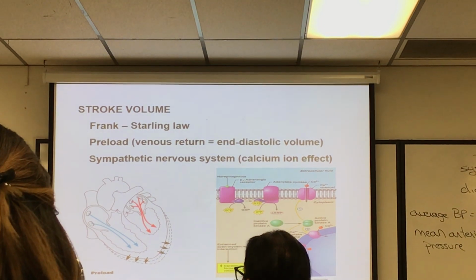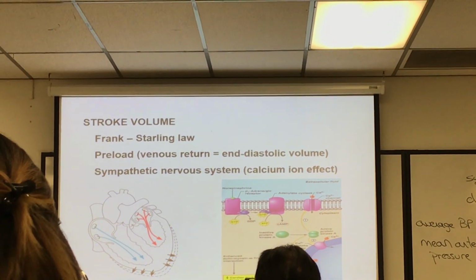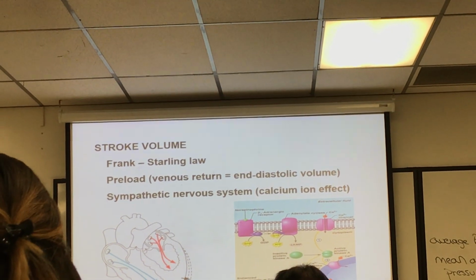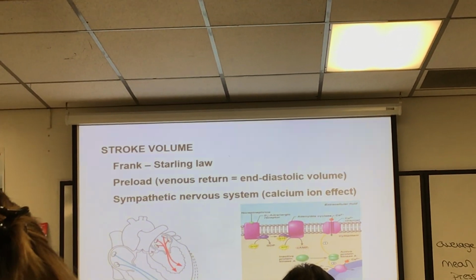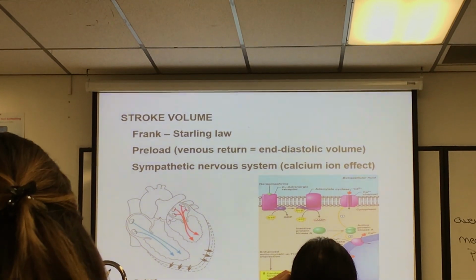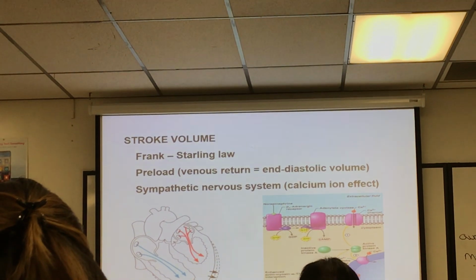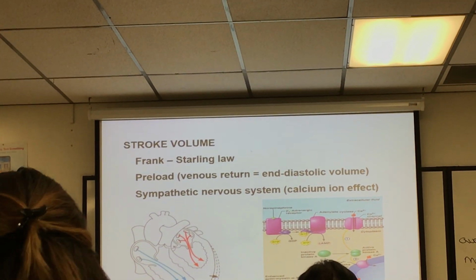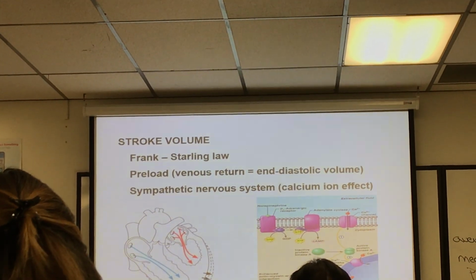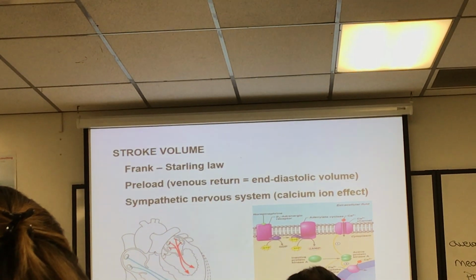Okay, so preload is how much blood is coming into the ventricles, stretching out the volume, and the heart responds by the muscles contracting back to their original shape. This is where we talked about venous return, increased exercise, increased fluid volume, increased cardiac output even, because it has to come back eventually. It's going to all increase venous return.